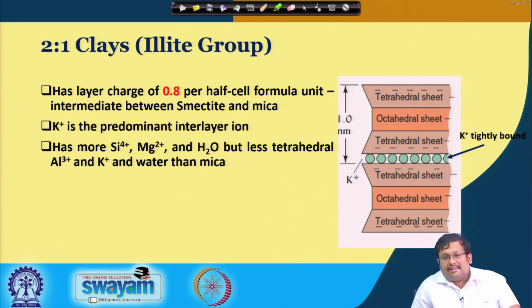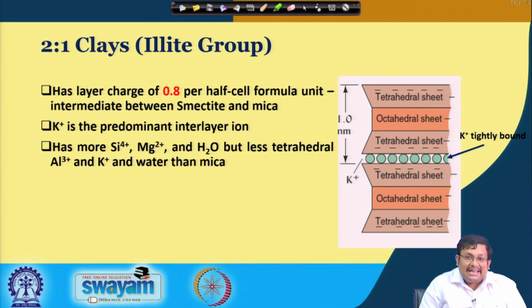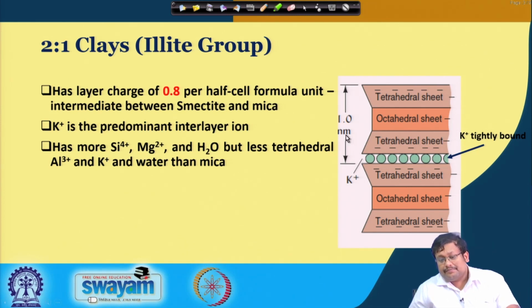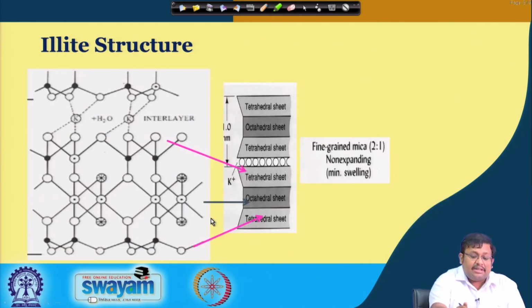And just like mica, its interlayer space is also dominated by potassium. It is the predominant interlayer ion, and it has more silica, magnesium and water, but less tetrahedral aluminum and potassium and water than mica. As you can see here, there is a structure of the illite. This is a 2:1 type of structure, and the interlayer space is occupied by potassium, making it a locked and collapsed structure, and here the d axis spacing is only 1 nanometer. So, this is basically in detail about the illite structure.